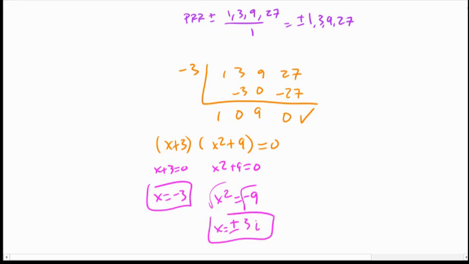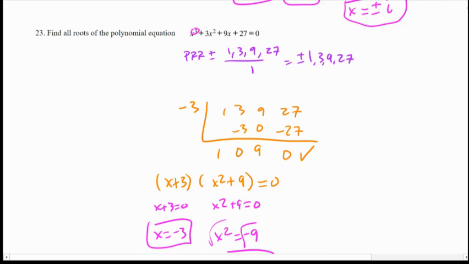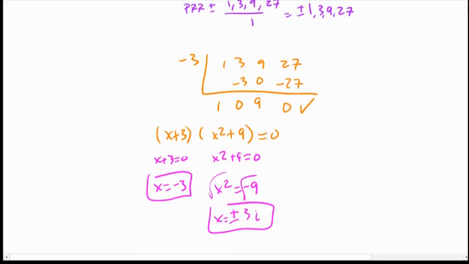So in this one, because my original equation was cubed, I expect up to 3 answers. So I get negative 3, 3i, and negative 3i. And that's how we solve a polynomial equation.